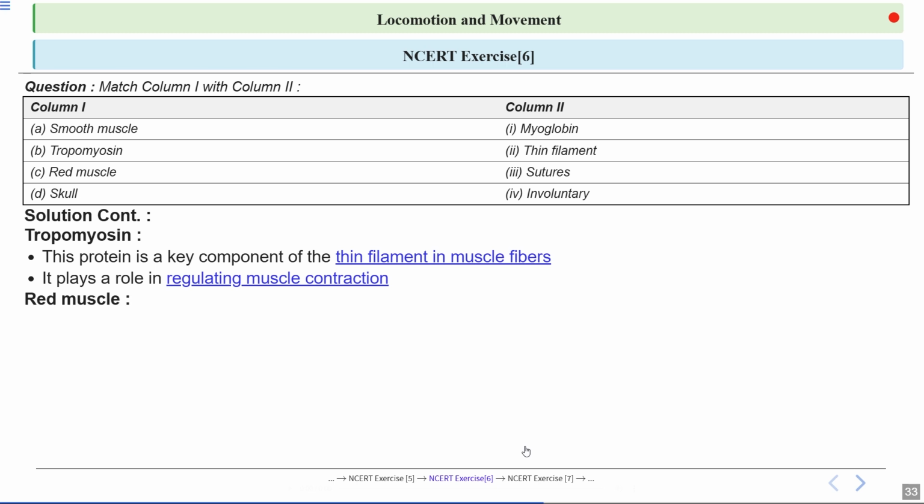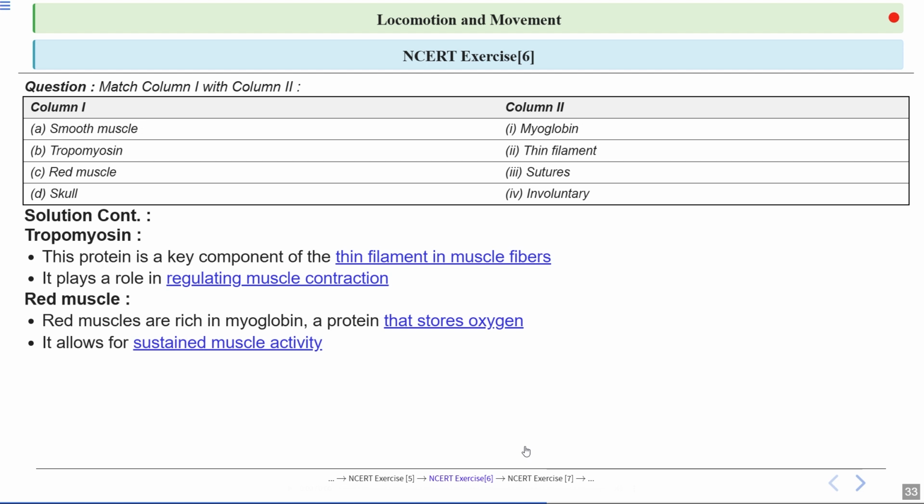Now let's move on to red muscle cell. This type of muscle is different from others because of its color and function. They have specific pigments. Red muscles are packed with myoglobin, the pigment that makes them appear red, which is a protein that stores oxygen. You can think of myoglobin as a mini oxygen tank inside the muscle, allowing it to keep working even when oxygen levels drop. Because of all that myoglobin, red muscles can keep going for a long time without getting tired. This is why they are great for activities that need endurance, like long distance running or swimming.